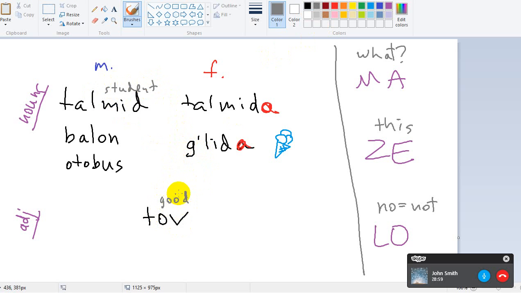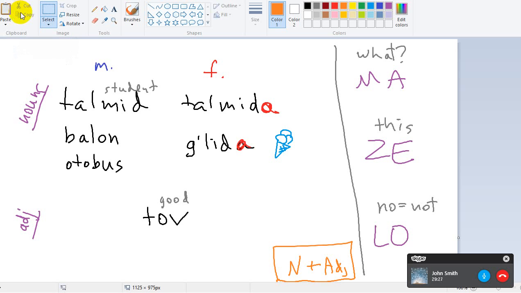Now here, the order of the words is a little bit different. We say first the noun and then the adjective. The order is noun plus adjective. That's the normal word order in Hebrew. So we say Talmid Tov, not good student, but student good. Talmid Tov.